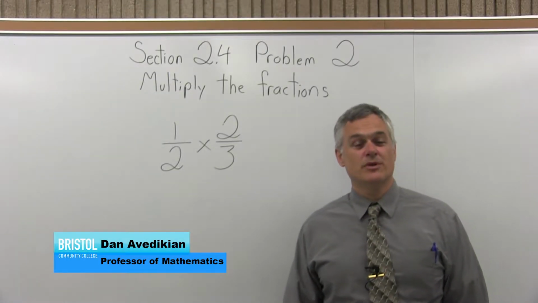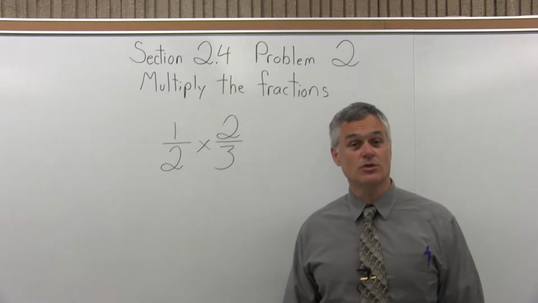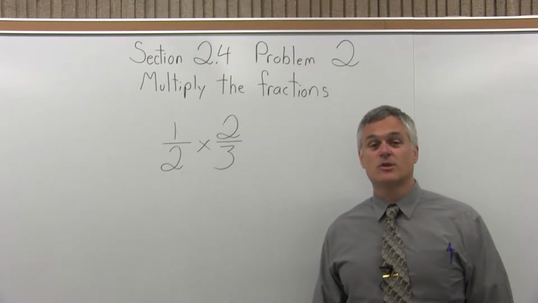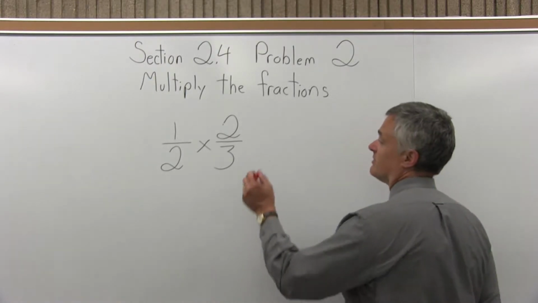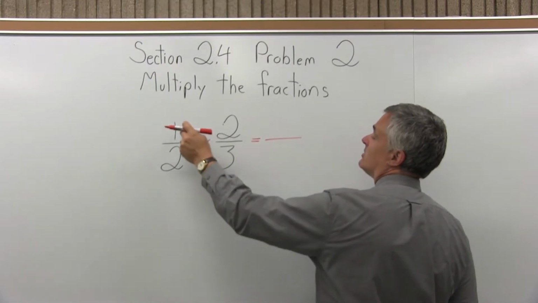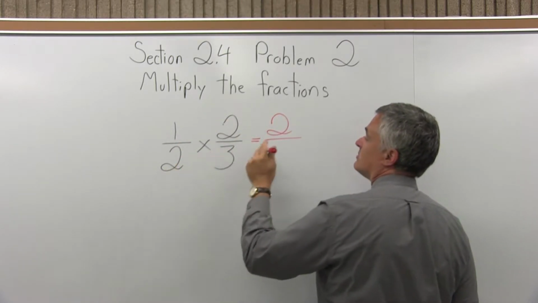This is Section 2.4, Problem 2. It says multiply the fractions 1/2 times 2/3. So when you multiply fractions, you want to multiply top times top, bottom times bottom, or numerator times numerator and denominator times denominator. So the top times top, 1 times 2 is 2. The bottom times bottom, 2 times 3 is 6.